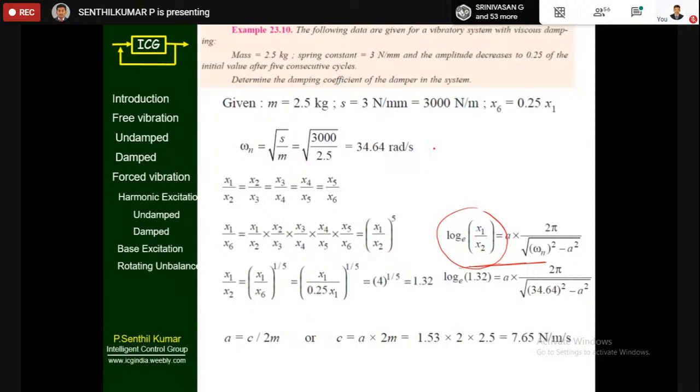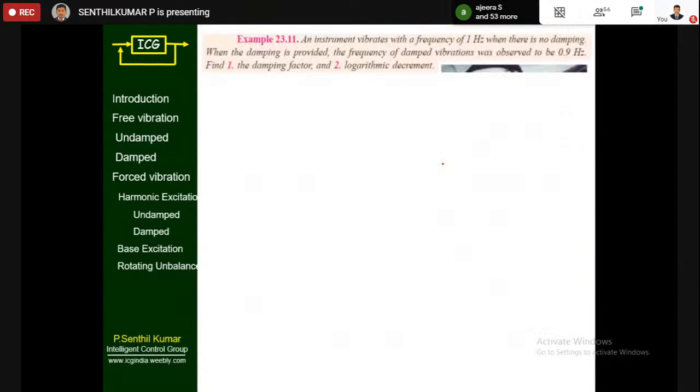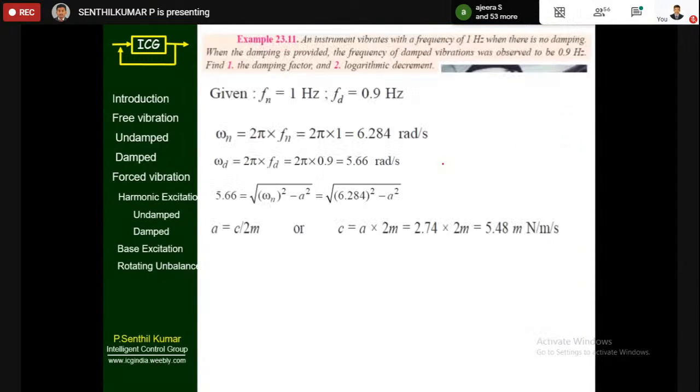Then the difference between omega d and omega n. There is a formula like this. This is very, very important. Natural frequency, damped frequency. They will give the natural frequency and damping ratio, and they will ask you to find out omega d. So this is the relation. You have to use this relation to find out omega d. I think here they have used that formula.